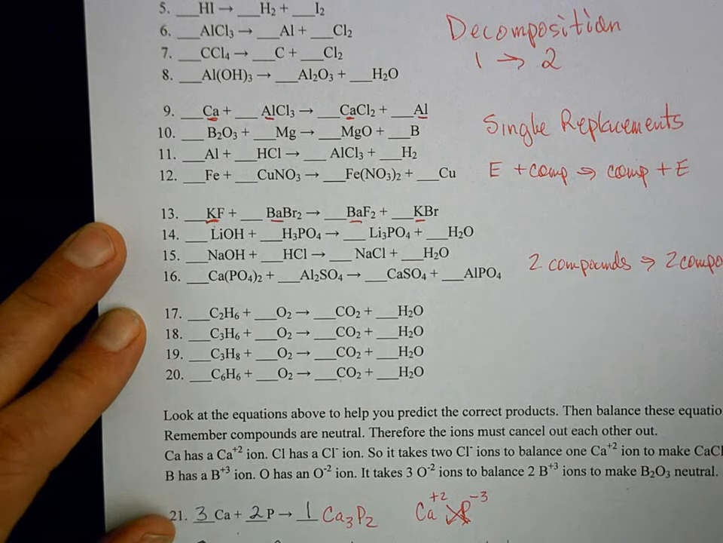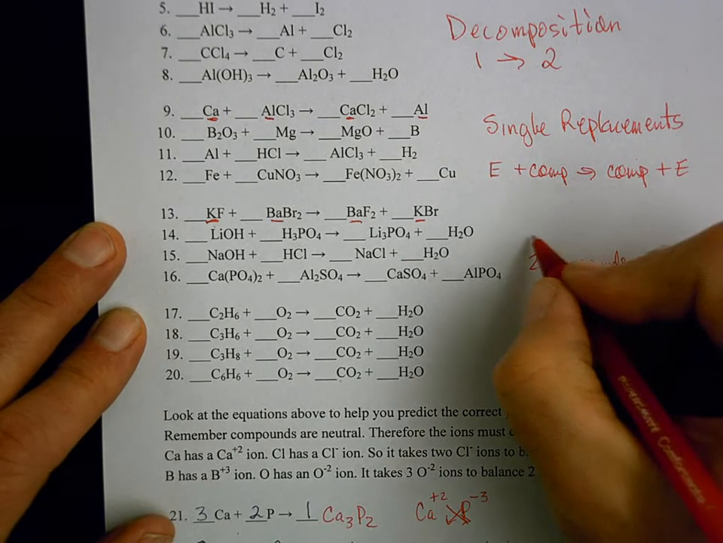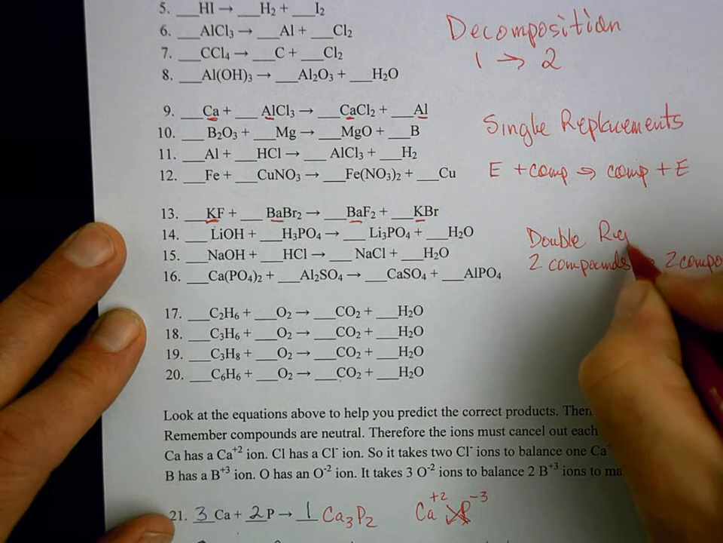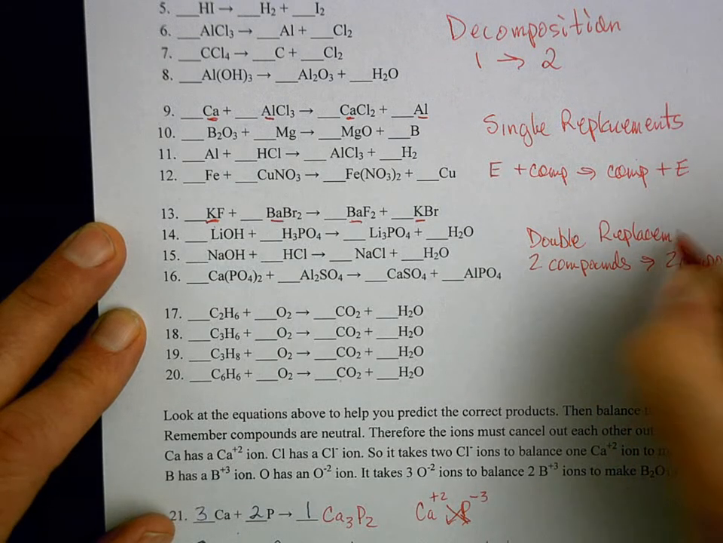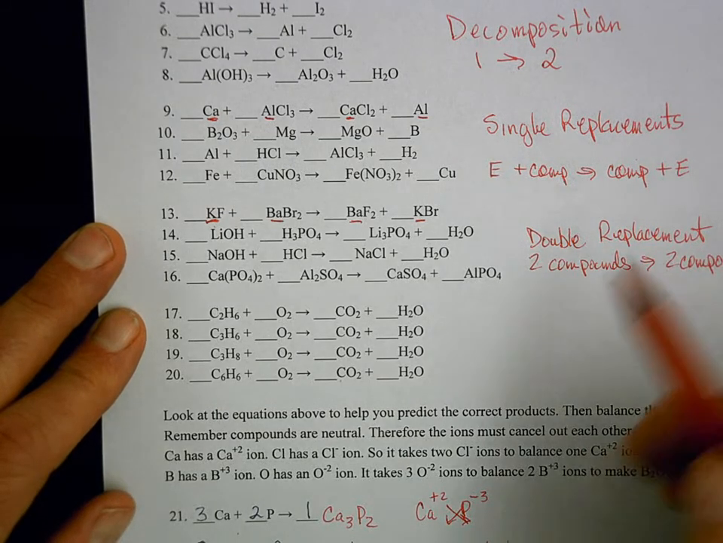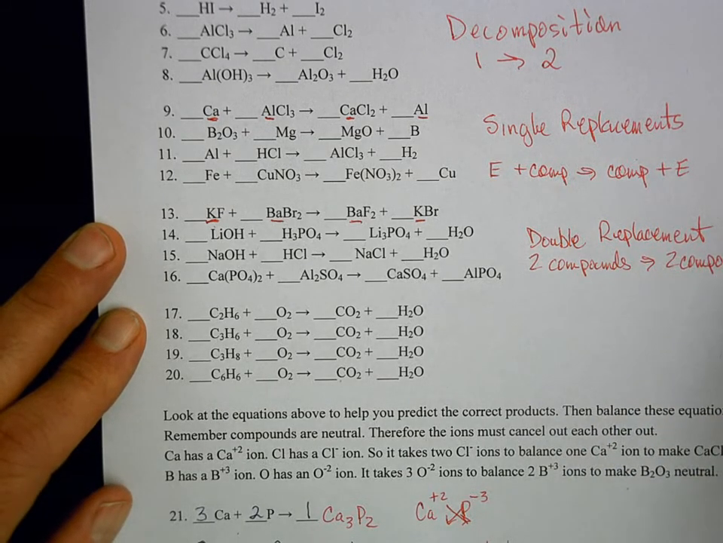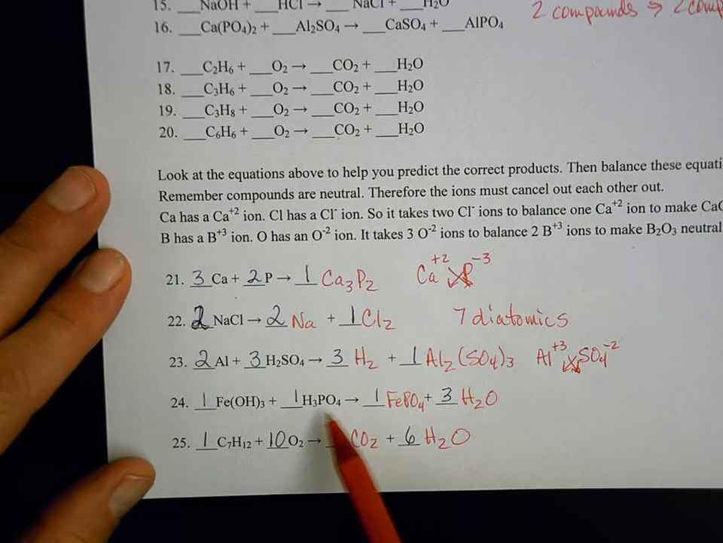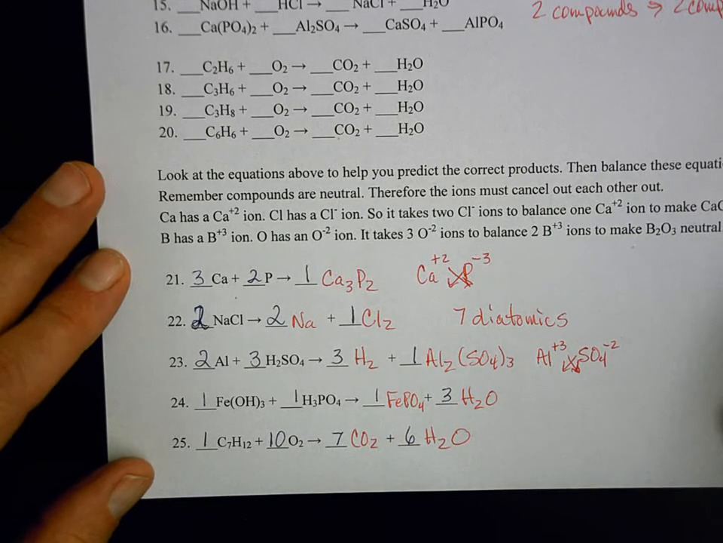Well, now we have 2 things switching, and so in fact we call this a double replacement. It's somewhat easy to remember double replacement because it's the only one that goes from 2 compounds to 2 compounds. And so we see with 24 nothing but compounds for that particular group.